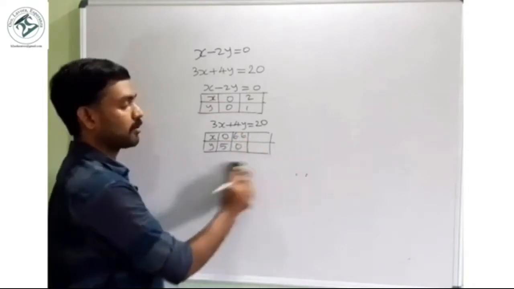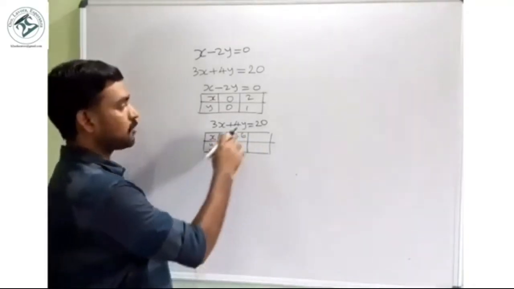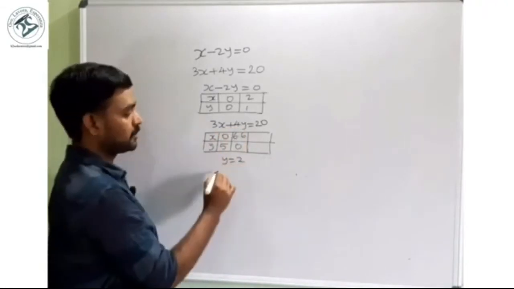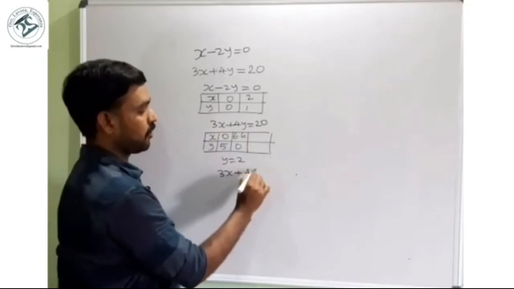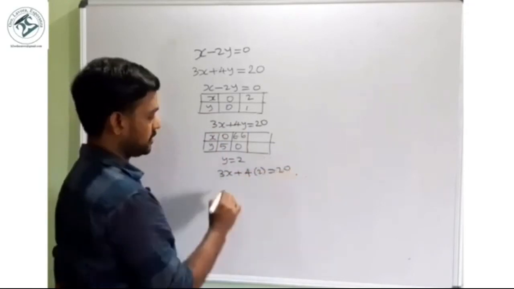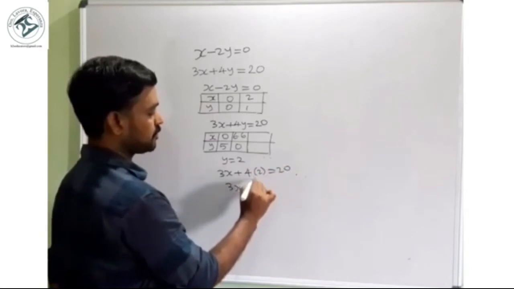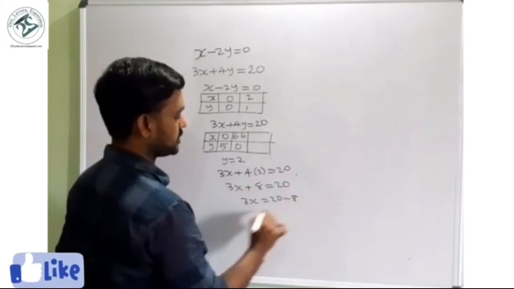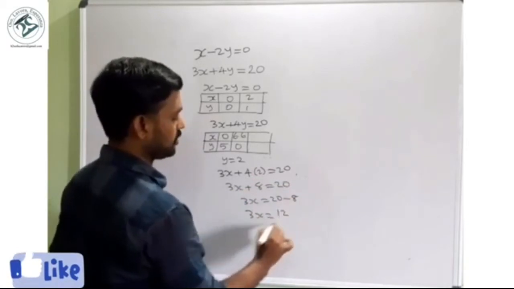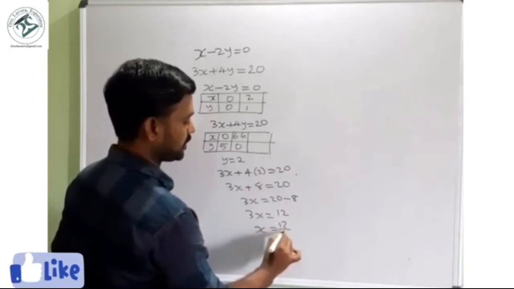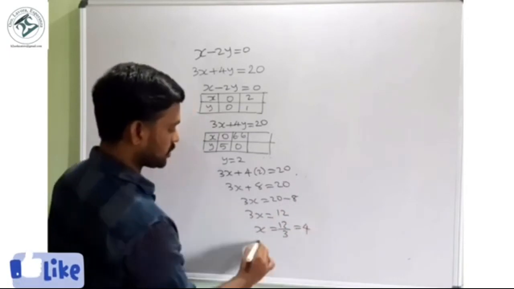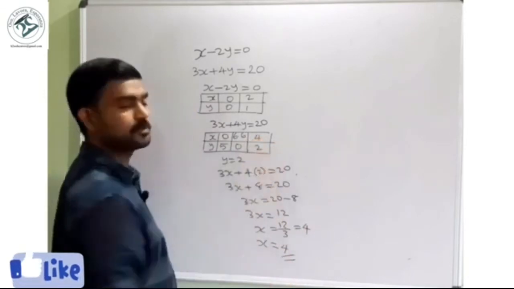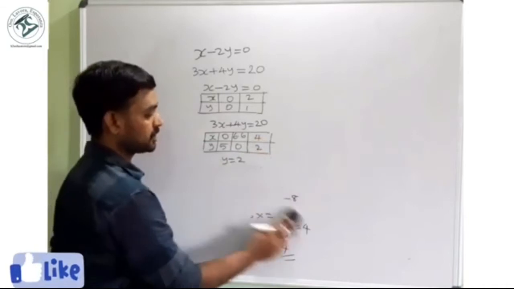So we can find one more value. Suppose y is equal to 2. What will be the x value? 3x plus 4 into 2 is equal to 20. 3x plus 2 4s are 8, 20. 3x is equal to 20 minus 8, so 3x is equal to 12. So x is equal to 12 divided by 3, which is equal to 4. So x is equal to 4 when y is equal to 2. So we got the solutions of these two equations.